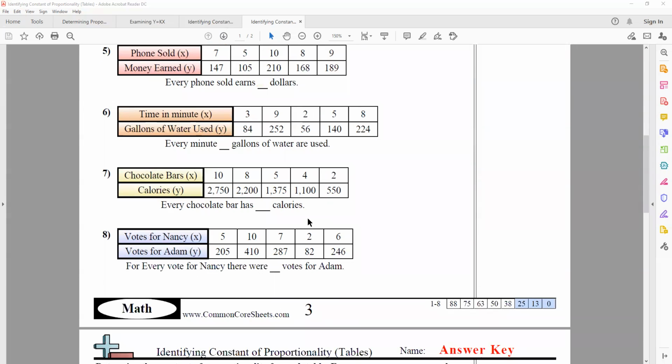Last one, number 8. For every vote for Nancy, there were 41 votes for Adam. You see that one. That's good. So that's 4 of these. Hold on, let me look for.